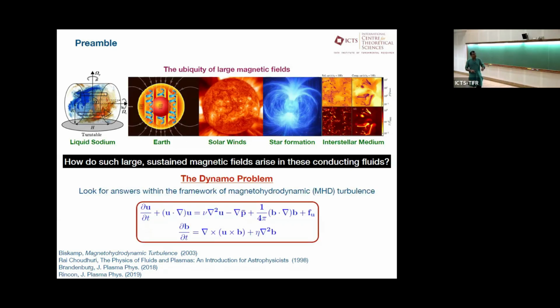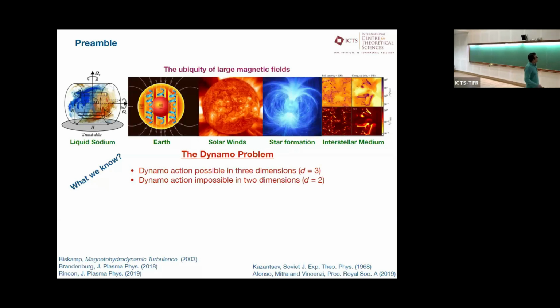And typically, as Tushar does, you look for answers within the framework of what's known as MHD turbulence. So you take the U field and the magnetic B field, you write down Navier-Stokes-like looking equations, but these are coupled equations in interesting ways. And the dynamo problem, for a novice like me, is very trivially stated as: if I take these equations and start with a very tiny seed magnetic field, does that magnetic field grow in time?